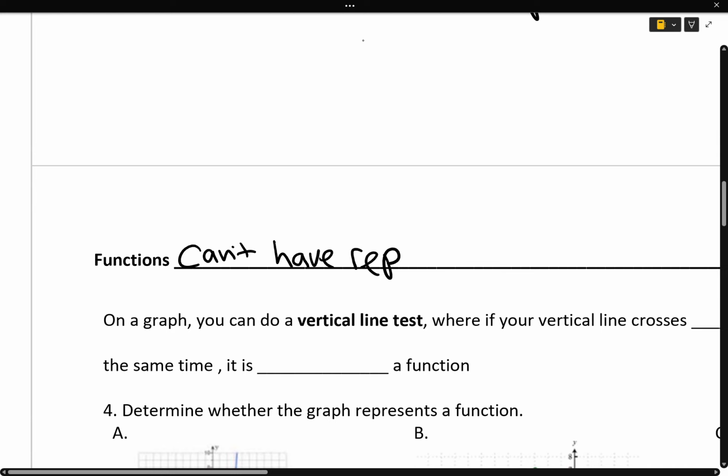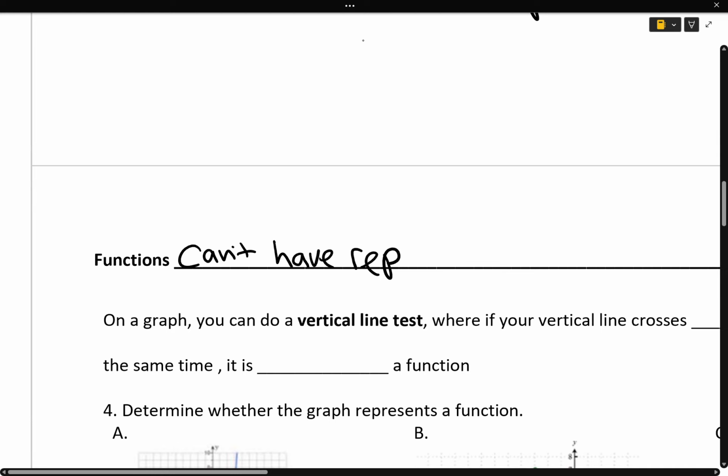So let's take a look at number 4 and determine whether these graphs are functions. So for 4a, I'm going to draw a line down the graph. See how it only crosses one time? That means it is a function. For b, let's draw the line through it. Now for b, you're going to pretend that's a straight line. It crosses twice, not a function.